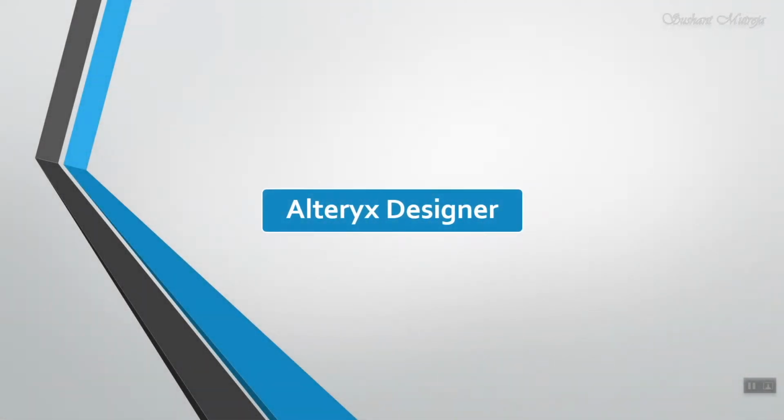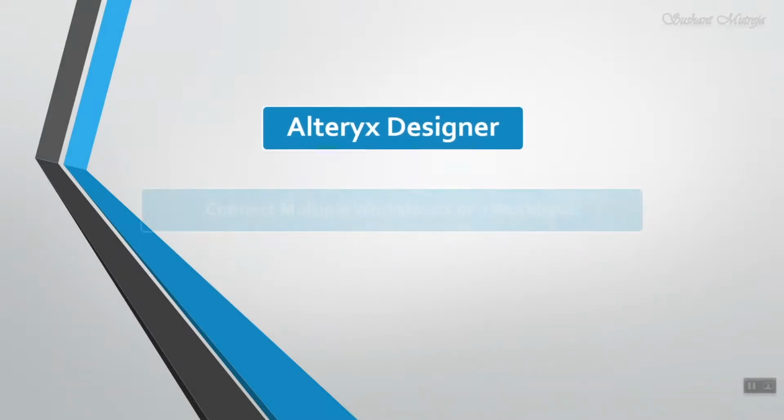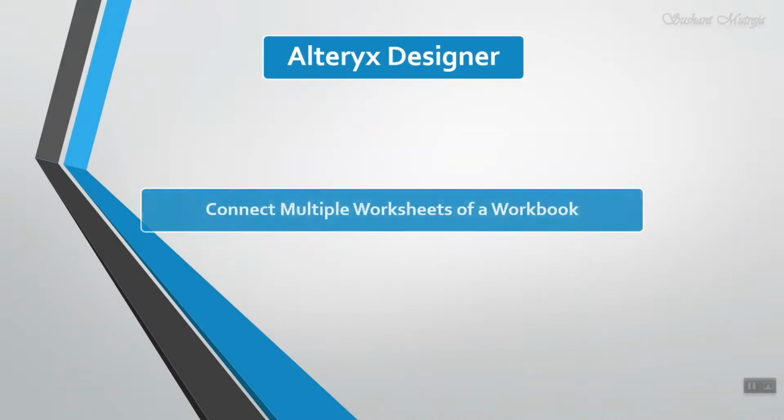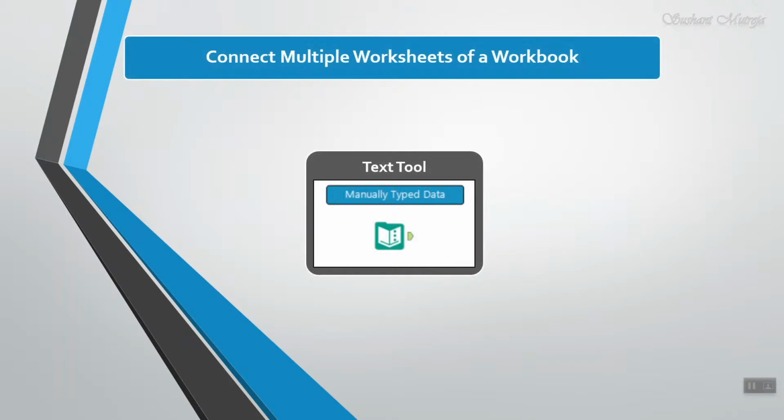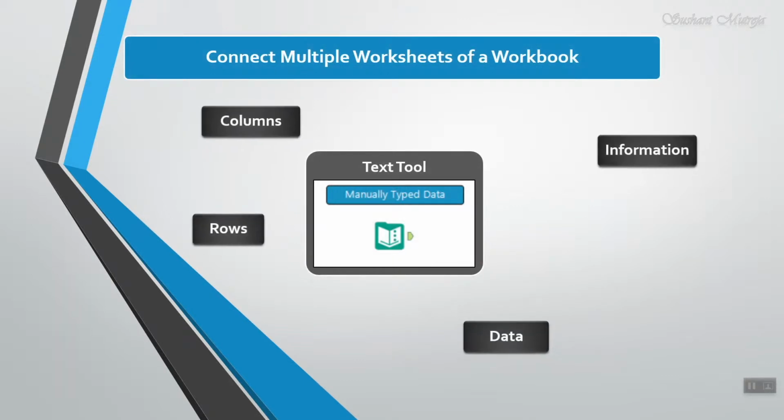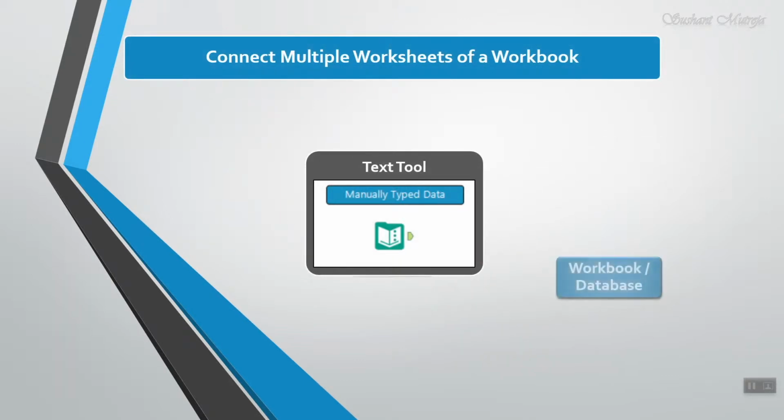Hello everyone. Today in our session, we will discuss how to connect multiple sheets at once using text and dynamic input tools. Text tool is a data input tool which allows us to create a stream of data inside a workflow without a dependency on a separate file or database. The data set becomes part of the workflow.